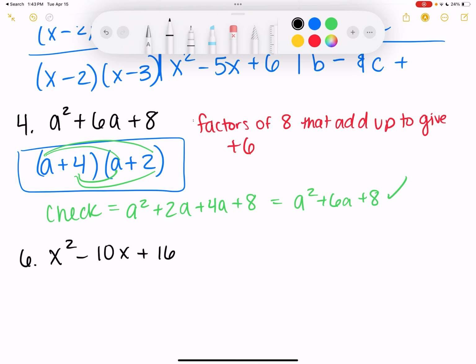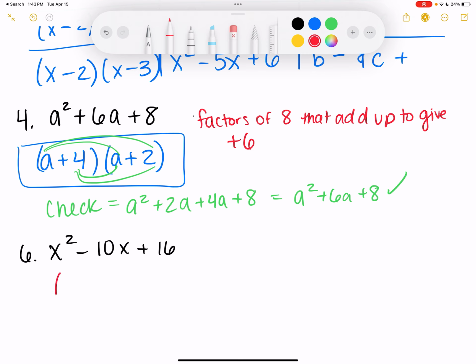So in this case, I need two numbers that when multiplied together equal 16, but that when I add them together, they equal negative 10. 8 and 2. Now, what would their signs need to be so that when I add them together, it's a negative number? Both need to be negative. So this would be, we have our two parentheses, x minus 8 and x minus 2.